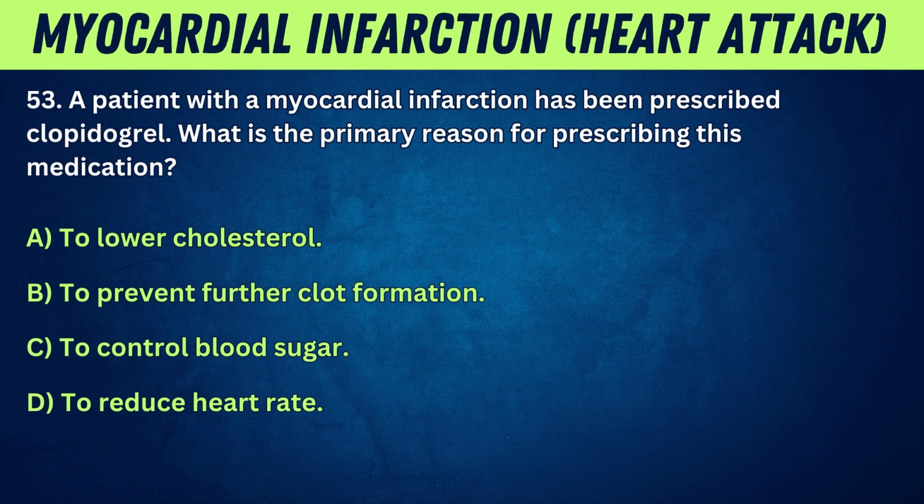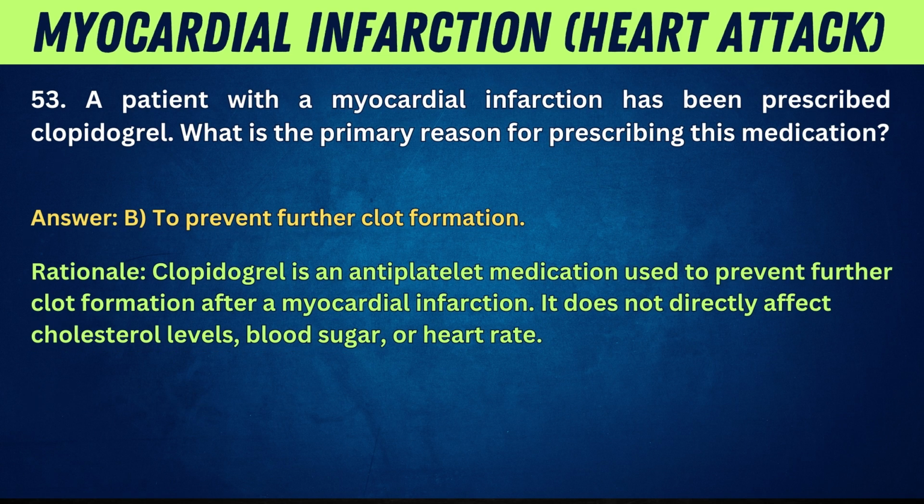53. A patient with a myocardial infarction has been prescribed clopidogrel. What is the primary reason for prescribing this medication? A. To lower cholesterol. B. To prevent further clot formation. C. To control blood sugar. D. To reduce heart rate. Answer: B. To prevent further clot formation. Rationale: clopidogrel is an antiplatelet medication used to prevent further clot formation after a myocardial infarction. It does not directly affect cholesterol levels, blood sugar, or heart rate.